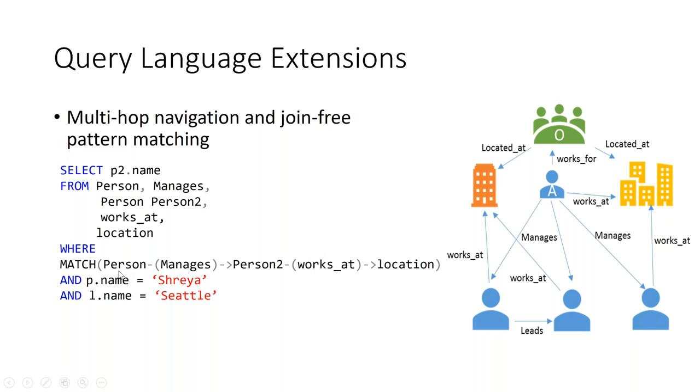So anything inside the parenthesis is an edge, and anything at the two ends of the arrow is a node. So in this, basically I'm trying to find all the people who report to me in my organization's Seattle location. So I just say find me people who I manage who work at a location, and that location is Seattle. So you can use filters just the way you use them on regular tables in the select query.